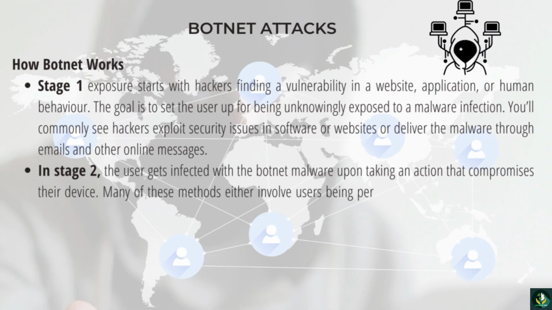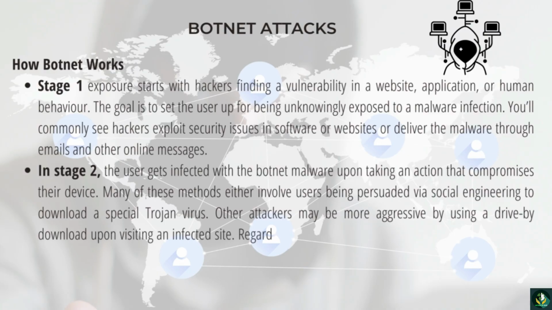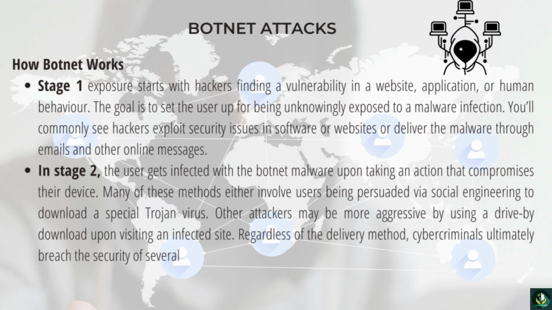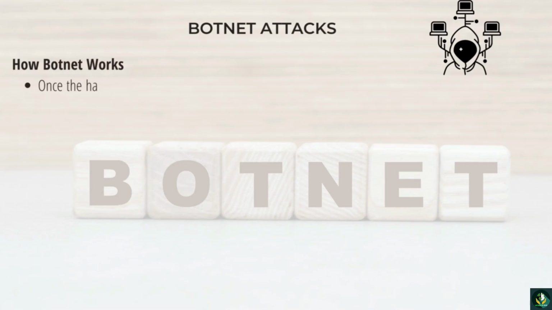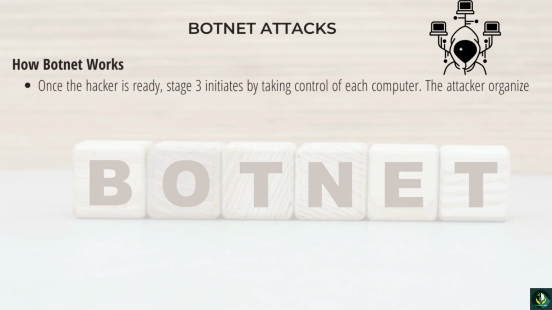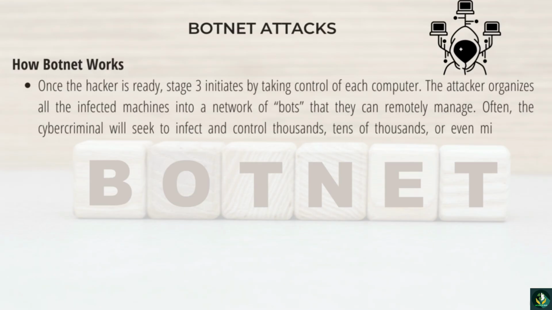Many of these methods either involve users being persuaded via social engineering to download a special Trojan virus. Other attackers may be more aggressive by using a drive-by download upon visiting an infected site. Regardless of the delivery method, cybercriminals ultimately breach the security of several users' computers. Once the hacker is ready, Stage 3 initiates by taking control of each computer. The attacker organizes all the infected machines into a network of bots that they can remotely manage. Often, the cybercriminal will seek to infect and control thousands, tens of thousands, or even millions of computers.